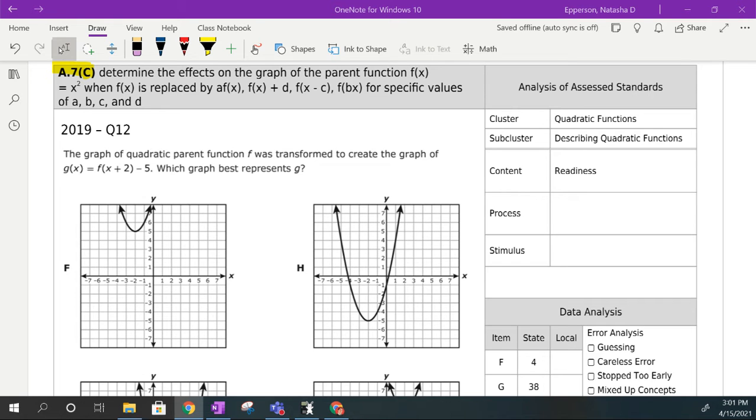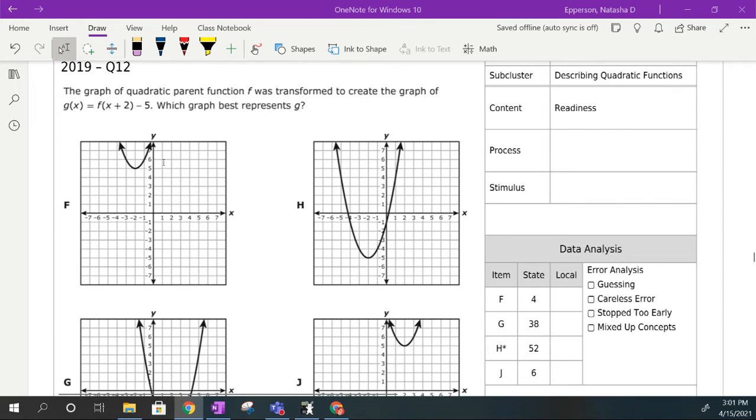All right, TEKS 7C. Determine the effects on the graph of the parent function when f of x is replaced by any of the transformations. All right, so we have this first example. The quadratic graph of the parent function is transformed to create the graph d of x is equal to f times x plus 2 minus 5.